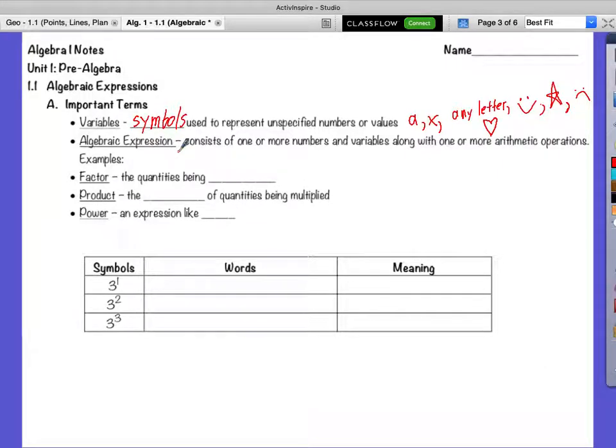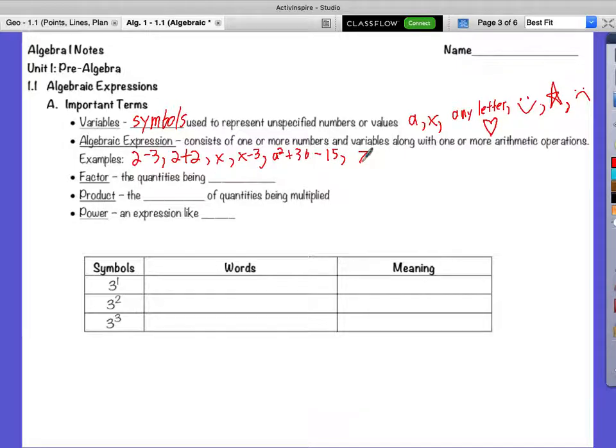Yes, Dylan. What's an example? You could do like 2 minus 3. Okay, 2 minus 3. Matthew said 2 plus 2. Another one you could do, you could just do x. That's 1 or more. It's 1 variable. You could do x minus 3. You could do a squared plus 3b minus 15.